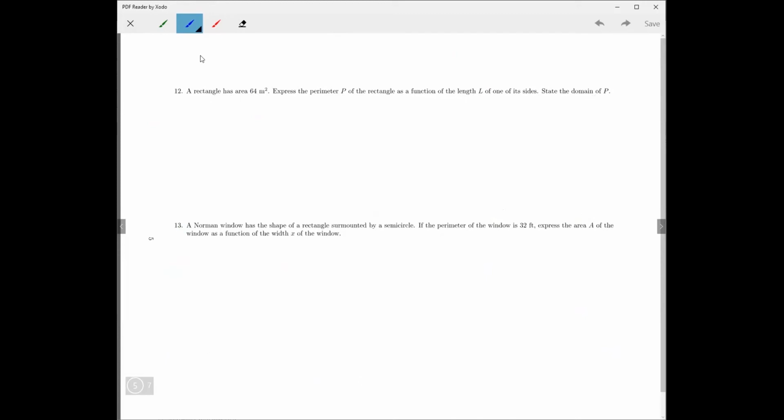Okay, so you have a rectangle. All 4 sides don't have to be the same length, but you do have to have this and this being the same length, right? And then these 2 sides have to be the same length in order for it to be a rectangle. So the area is 64, but we also know that the area is the length times the width.